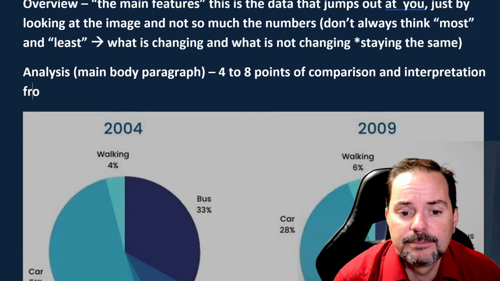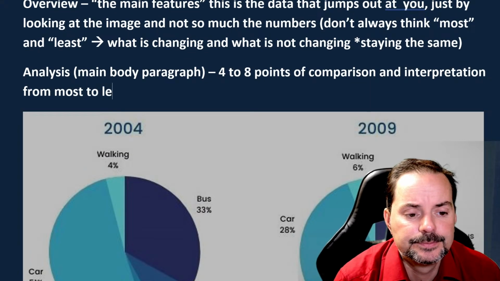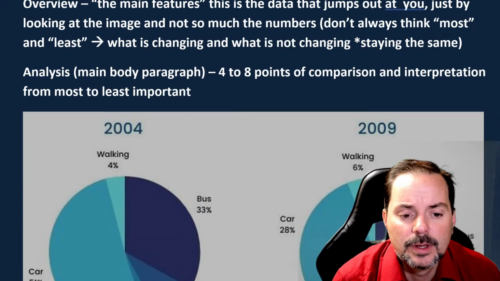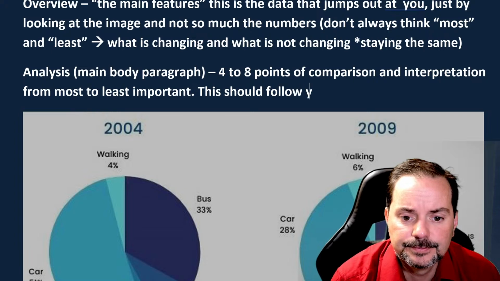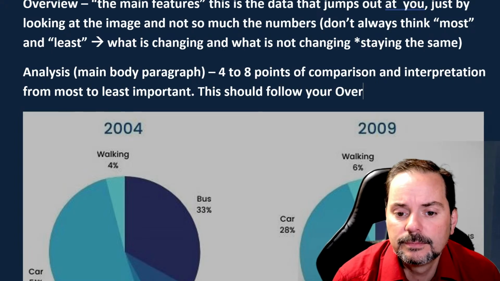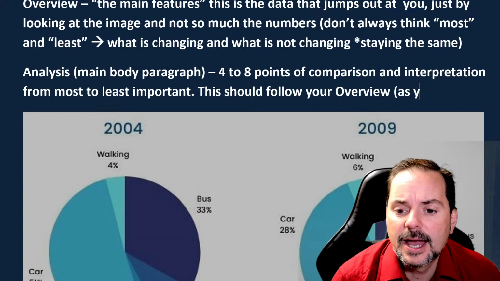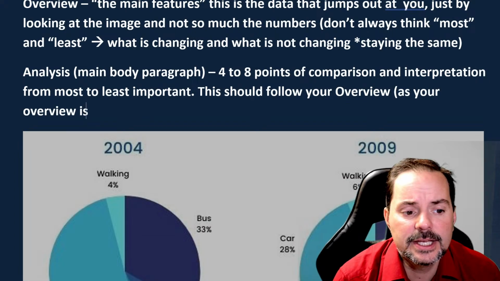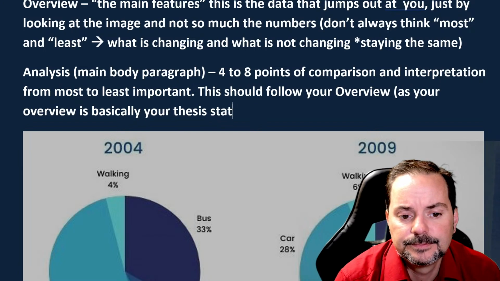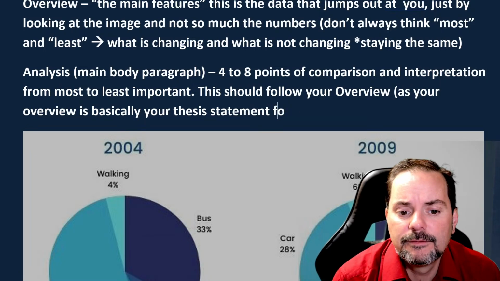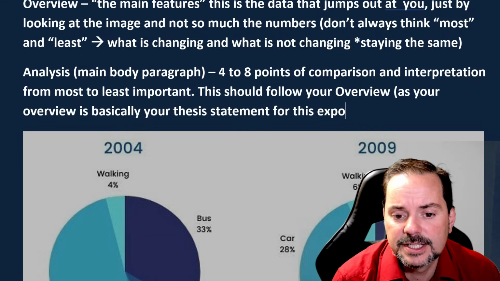From most to least important. This should follow your overview, as your overview is basically your thesis. For this expository essay.